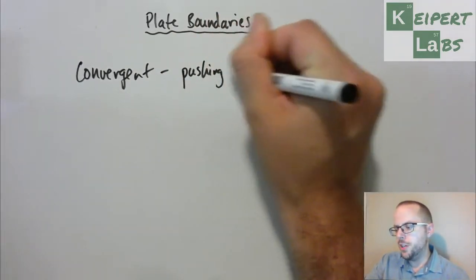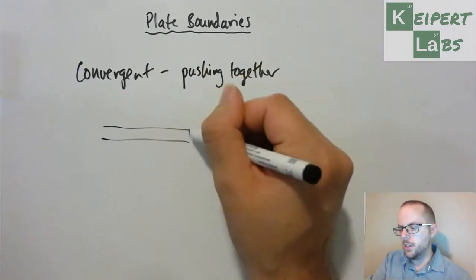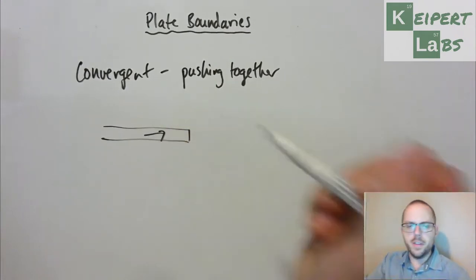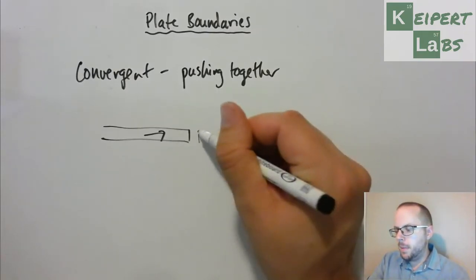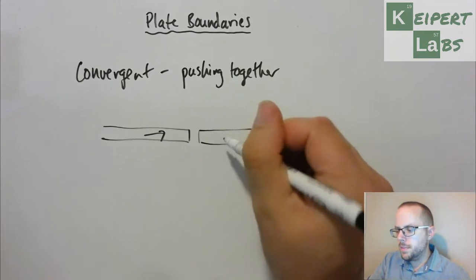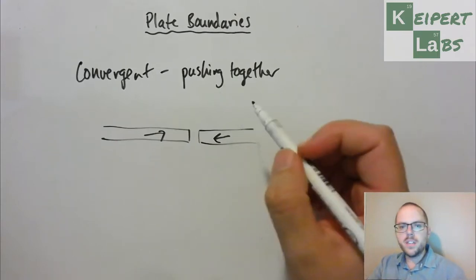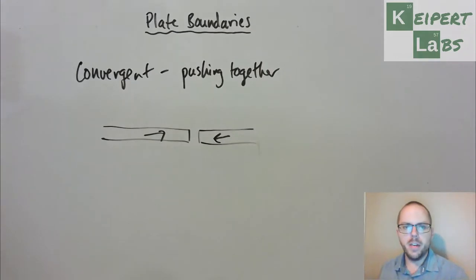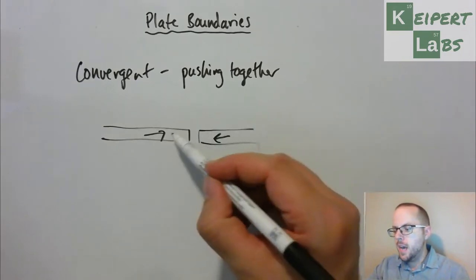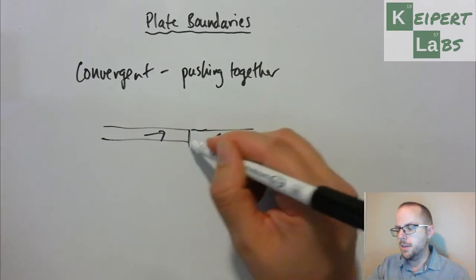Convergent is this idea of pushing together. Okay, so let's say that we've got a tectonic plate like this. It's moving this way. Maybe we can say that it's moving east. And then we have a tectonic plate over here that's moving west due to the movement in the asthenosphere underneath. So what's going to happen is that, while these plates are very slow in their motion, it might only be a couple of centimeters a year, perhaps, or maybe even slower, eventually, as they push together, they get to a point at which they collide.